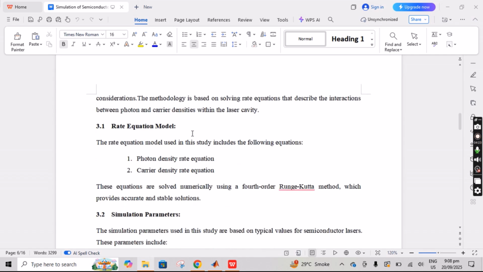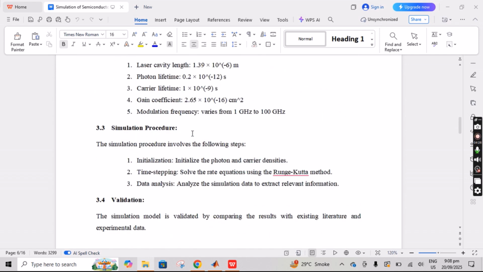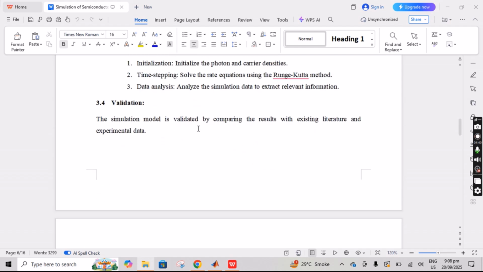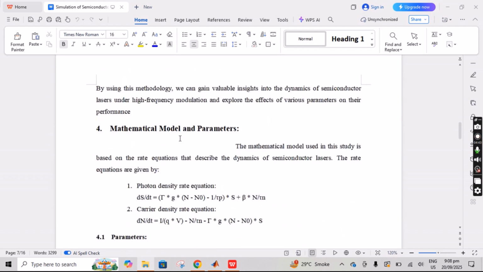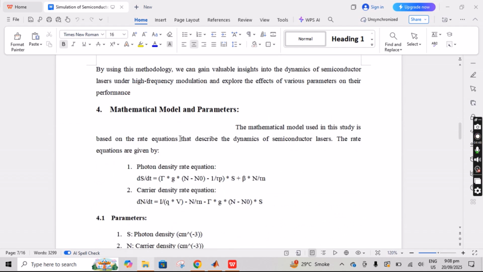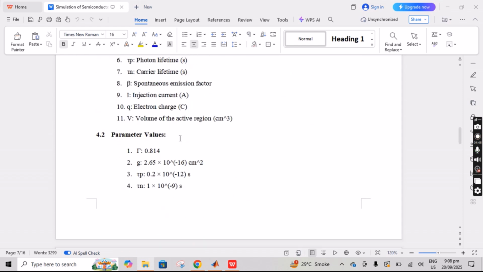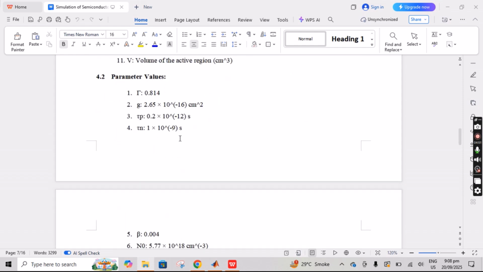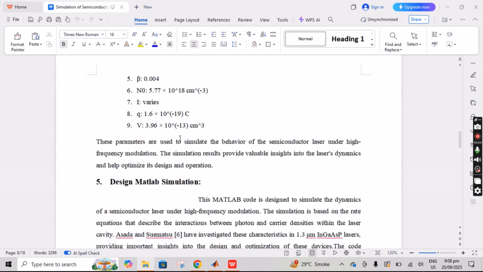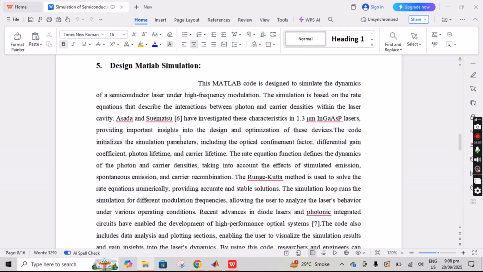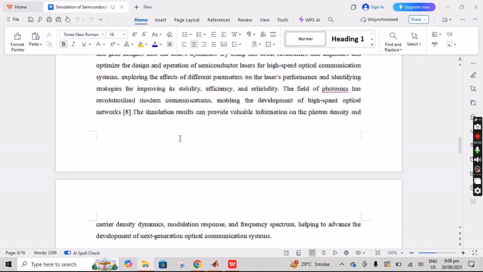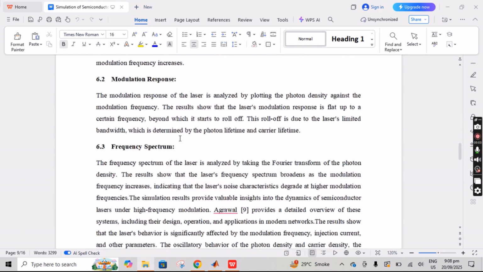The rate equation model is also added, like the photon density rate equation, the carrier density rate equation, and all the parameters like laser cavity length, photon lifetime, carrier lifetime, gain coefficient, and the modulation frequency levels varying from 1 gigahertz to 100 gigahertz. Okay, the validation is this, the mathematical models and the parameters are defined here. All the parameters are in terms of different constant values and user defined values. The MATLAB simulation design methodology is here. Results and discussion are also added here.